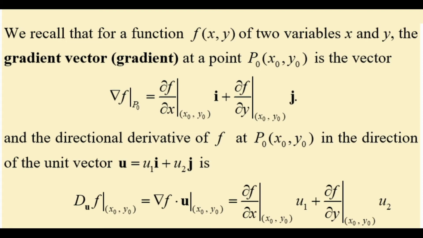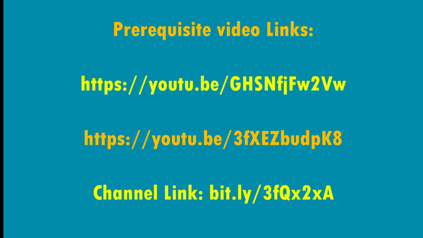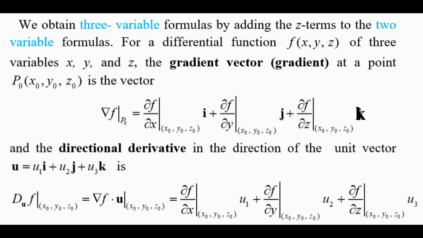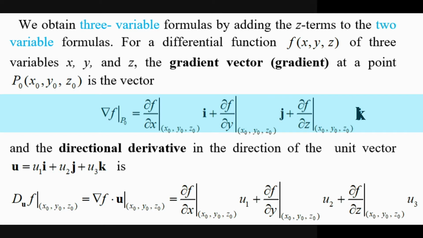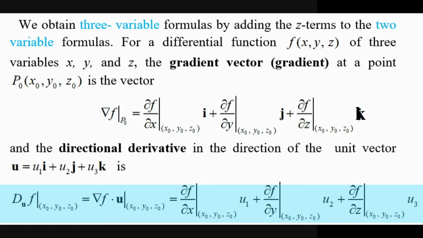So far, we have considered the gradient vector and directional derivative of a function of two variables. Now we consider the gradient vector and directional derivative of a function of three variables. Grad f will be del f by del x i plus del f by del y j plus del f by del z k. Directional derivative will be a scalar, which is the dot product of gradient of f with the unit vector u. And that will be like this.